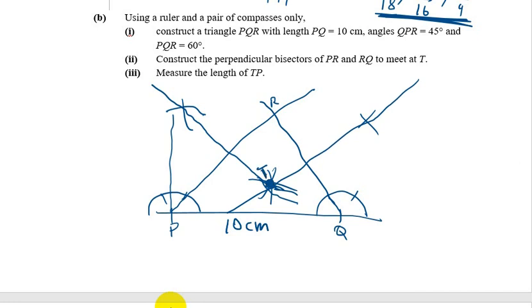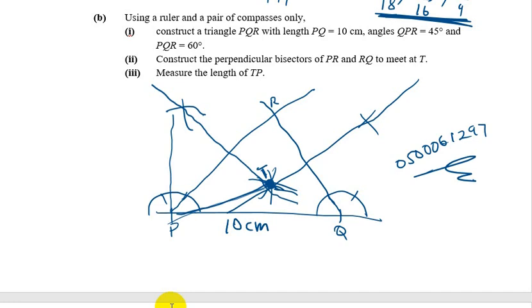Then they said we should measure what? T and what? This side. So it's just simple like that. I want you to take your time and do it. After that, you can send it to me on my WhatsApp and let me see.